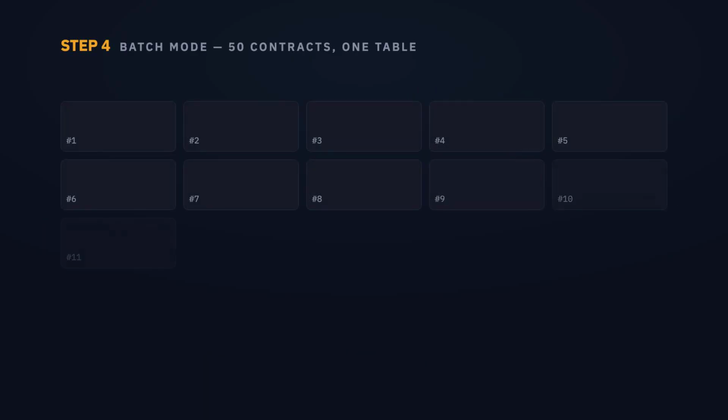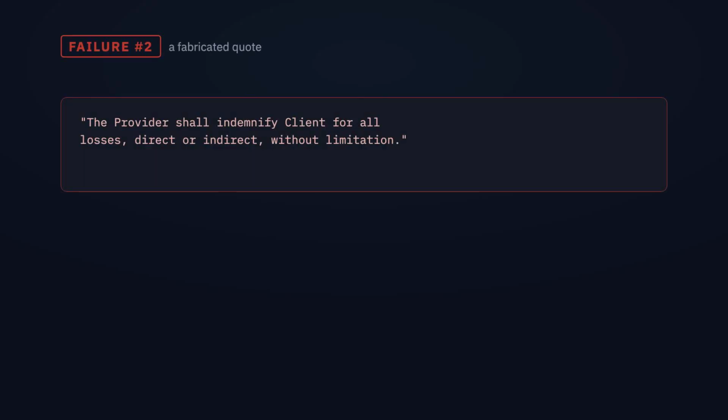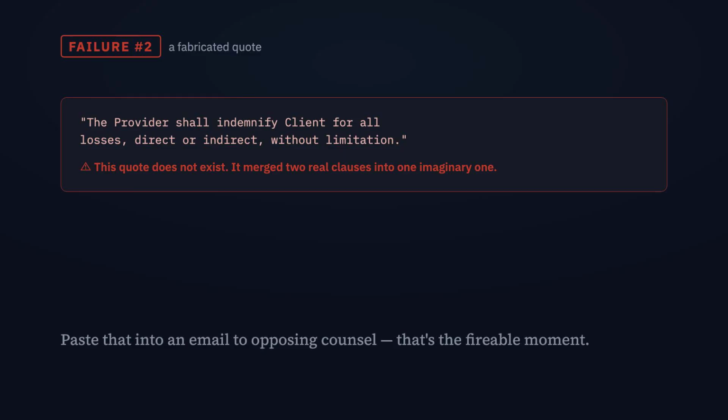Step 4. Scale. Batch mode. Multiple contracts, one summary table. And here comes failure number 2, the dangerous one. On contract number 4, the model quoted a clause that doesn't exist. It paraphrased two real clauses into one imaginary quote. If a junior employee copy-pastes that into an email to opposing counsel, that's the fireable moment.